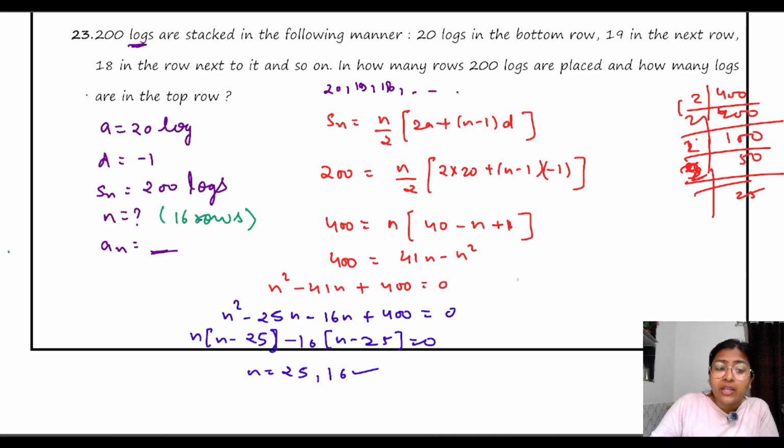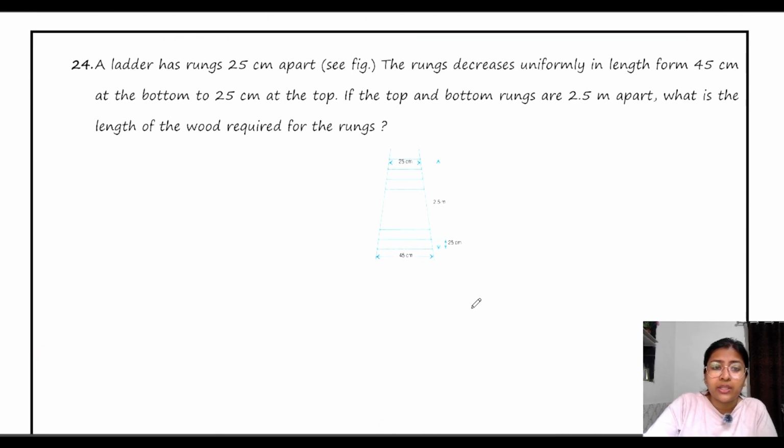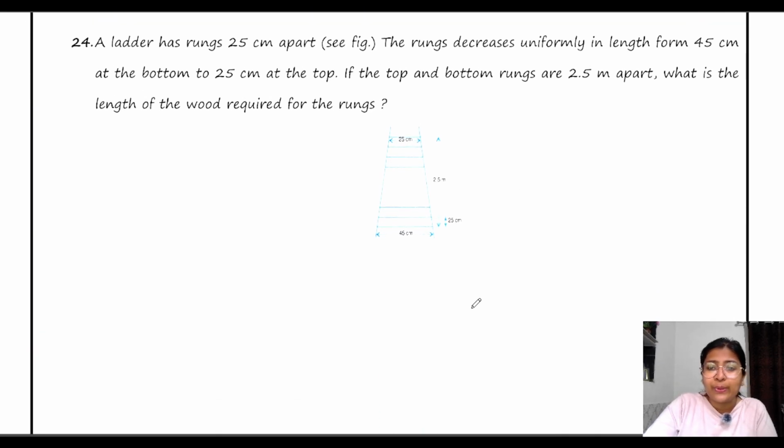Now they're asking for an, which means a16, which is a plus 15d. The value of a is 20, the value of d is -1, so the value of an will be 5. So in the last row there are 5 logs. Both the parts are clear. How many rows are there? 16 rows. And how many logs are in the top row? There are 5 logs in the top row. Okay learners, this question is clear. Okay, now the next, this is a question of NCERT, yes or no? Yes, see this.